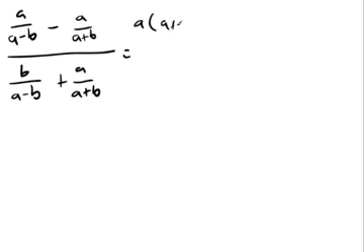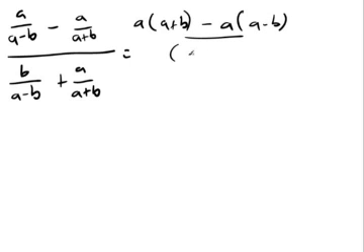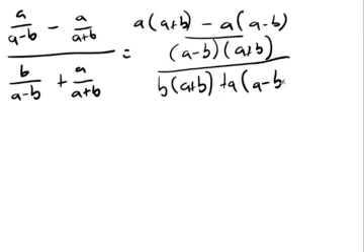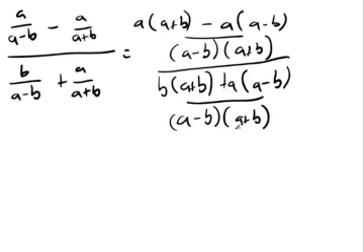a times a plus b minus a times a minus b divided by a minus b times a plus b, all over b times a plus b plus a times a minus b over a minus b times a plus b.